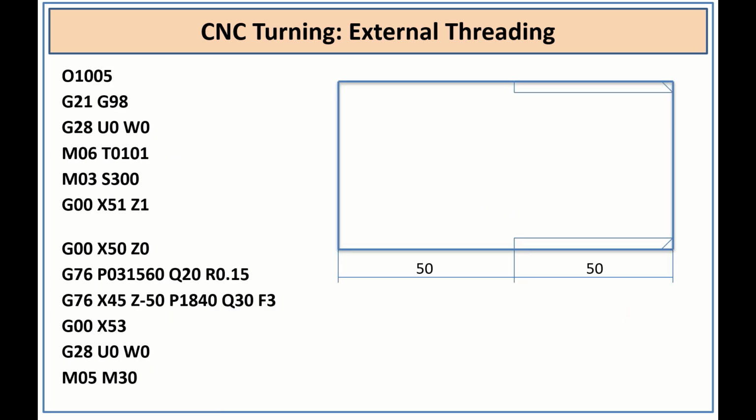Now if you go to the external threading, here I want to make threading from here to here. So here the 50 mm depth I wanted to make the threads with the same diameter. The diameter is 50 mm, and here I am taking the minor diameter as 45.